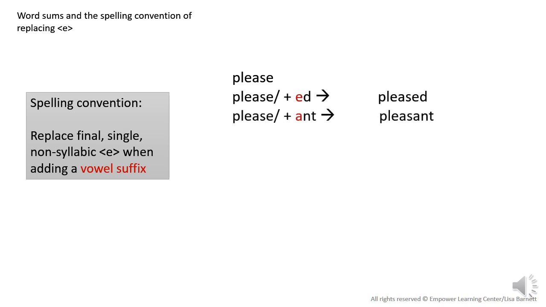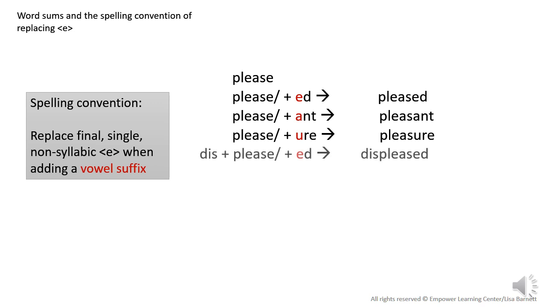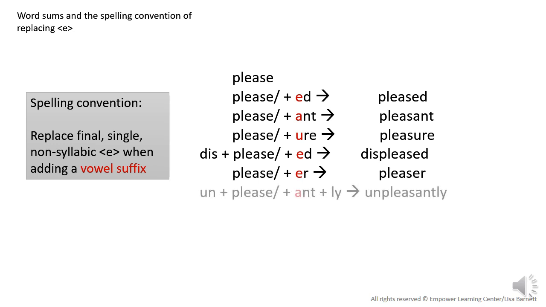Word sums and the spelling convention of replacing an E. The spelling convention says to replace a final single non-syllabic E when adding a vowel suffix. A vowel suffix is one where the suffix begins with a vowel letter. So in the word pleased, ED is a vowel suffix. That says, go back to your base, please. You see an E in the final position. It is single, there's only one of them, just a single vowel, E.